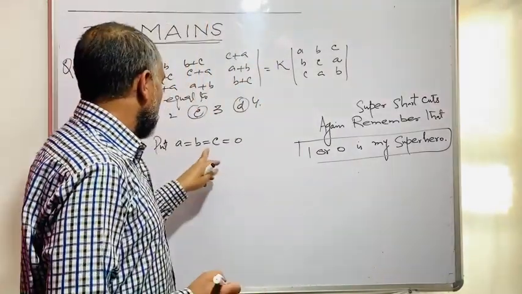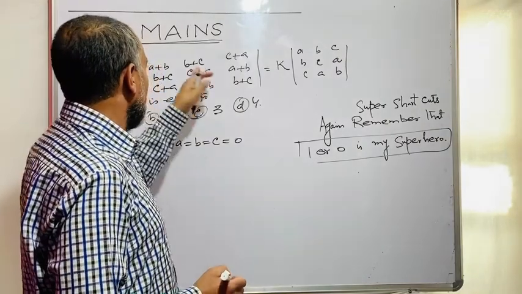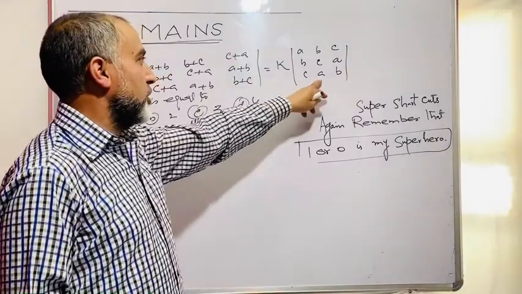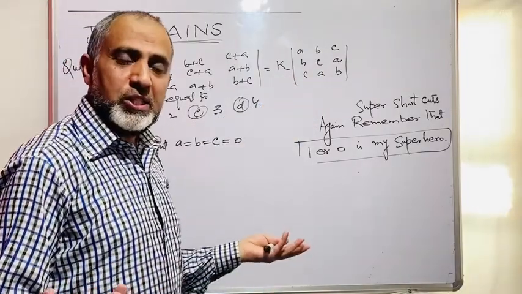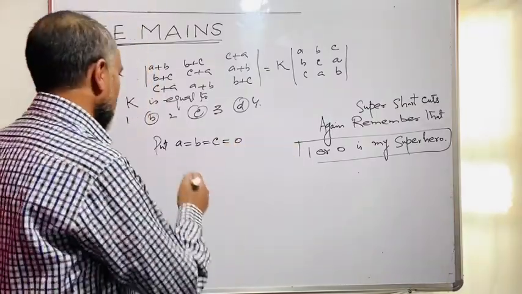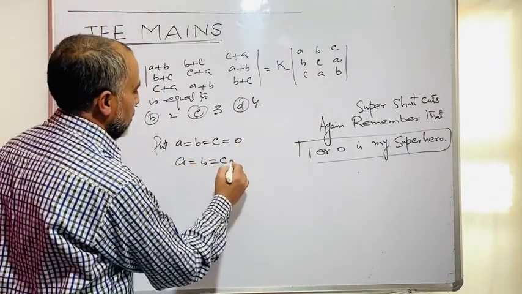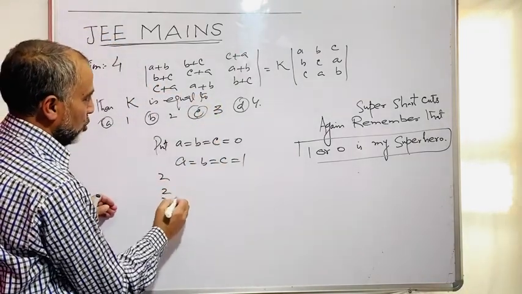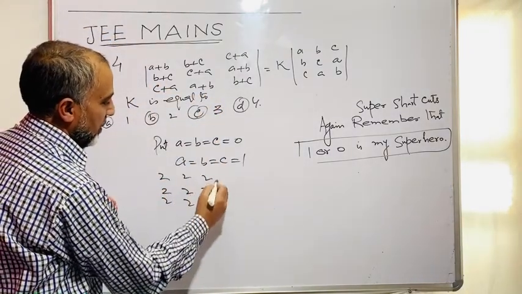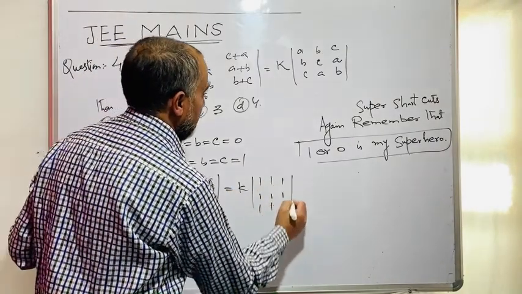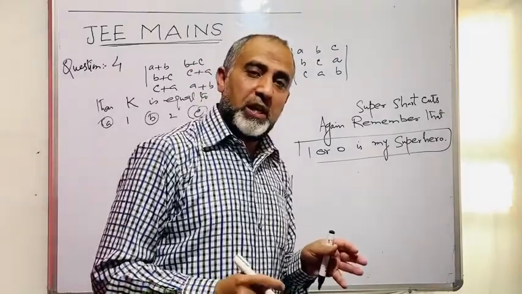If we put A is equal to B is equal to C is equal to 0, the determinant on the left hand side will be reduced to 0, and the right hand side is 0 into K, that is 0. So we'll drop this. Now we take 1. A is equal to B is equal to C is equal to 1. When we put 1, we'll get 2, 2, 2, 2, 2, 2 on the left, and on the right K times 1, 1, 1, 1, 1, 1, 1, 1, 1. So this is again an absurd result.